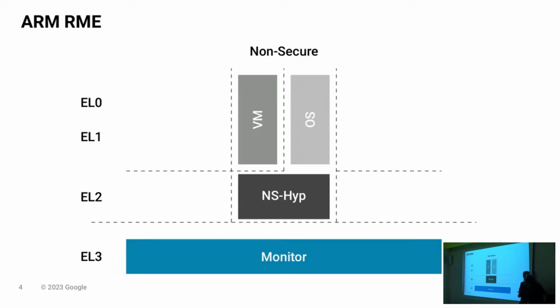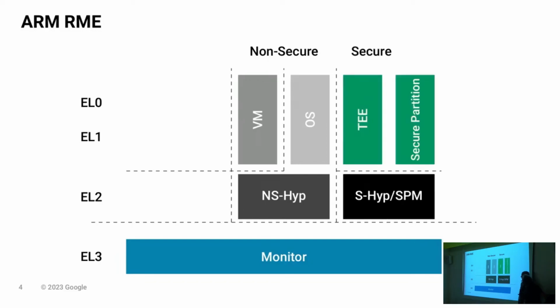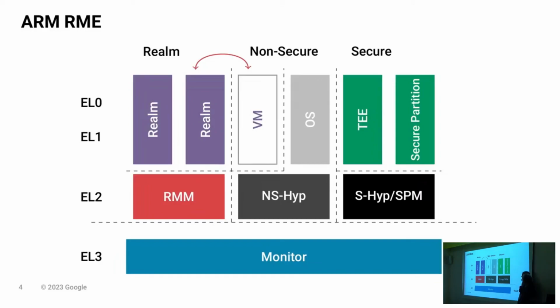So that's where we normally run them. NS hypervisor is where KVM normally lives, more or less merged with the operating system, and we have the VM on the side. At EL3, we have our firmware running, doing stuff. When you have secure mode on the side, you can have a secure hypervisor or secure partition manager, giving you some sort of trusted execution environment or secure partitions. The nice part is that secure has full control over non-secure and can happily spy on your data. It's really good. And when you add the RMM and RME, then you can run realms.